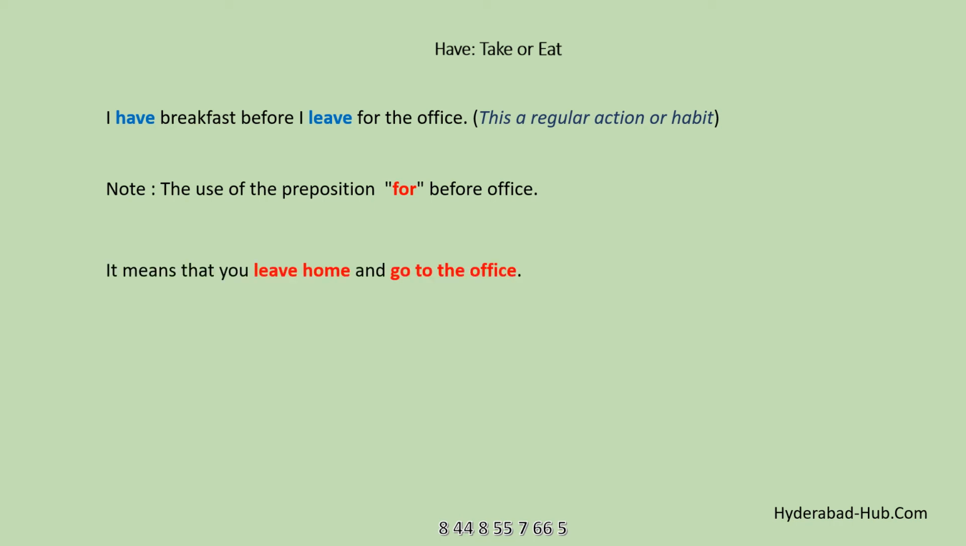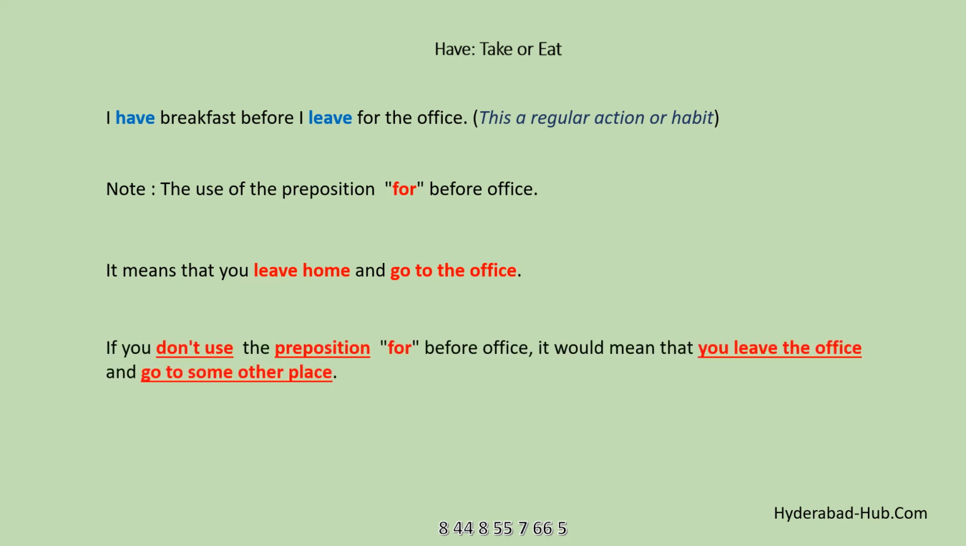If you don't use the preposition for before the noun office, it would mean that you leave the office and go to some other place. For example, if I say I leave the office, that means you are going out from the office. I leave home, that means you are leaving home to some other place. But if you say I am leaving for home, that means you are going home. I am leaving for the office, that means you are going to the office.